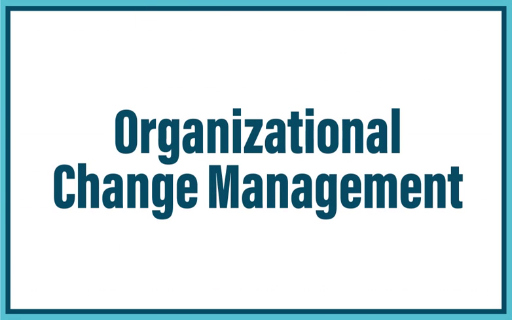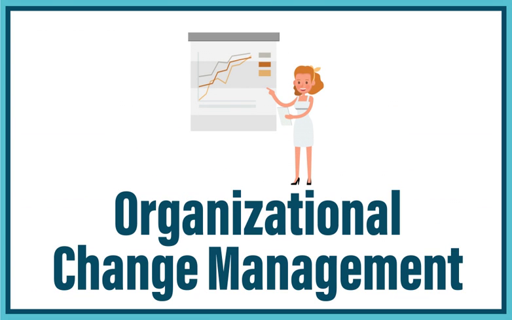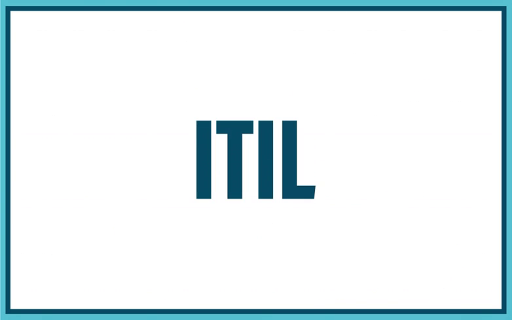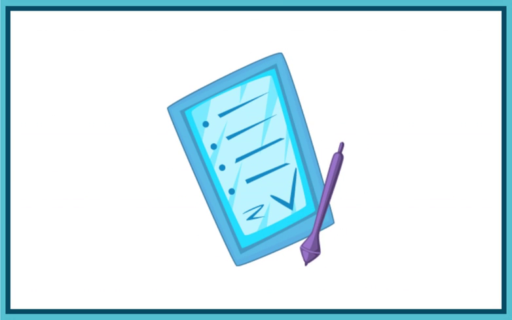A third type is organizational change management. Its goal is to reduce the effects of changes to stakeholders impacted by the changes made in the first two through training and communication. ITIL is the overarching framework. The first step to this ITIL process is to assign key roles.